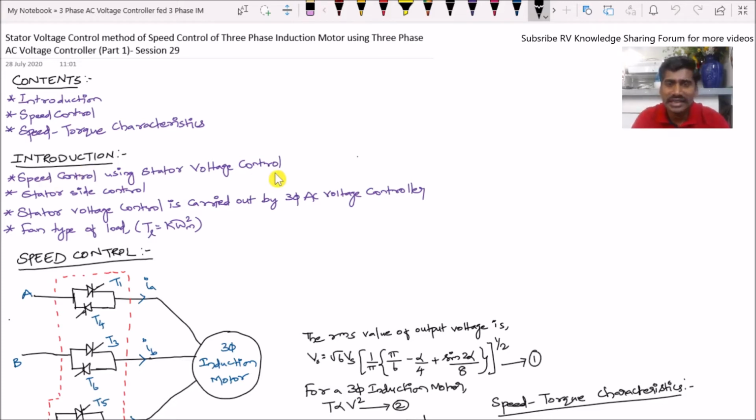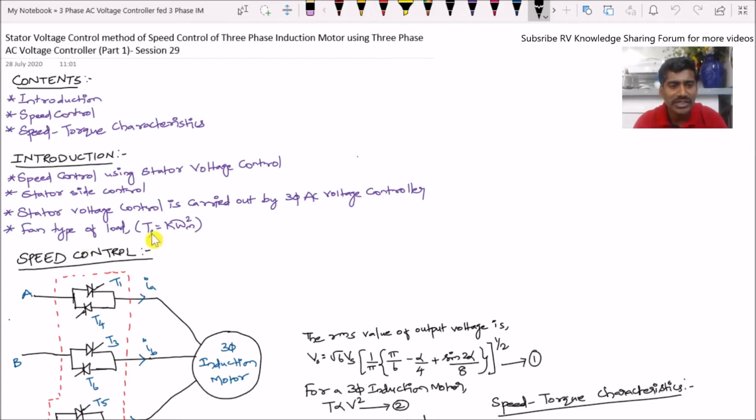A three-phase induction motor can be controlled either from the stator side or from the rotor side. In today's session, we are going to discuss a speed control method from the stator side, that is stator voltage control. This stator voltage can be controlled by using a three-phase AC voltage controller. By varying this stator input voltage of a three-phase induction motor, we can control its speed.